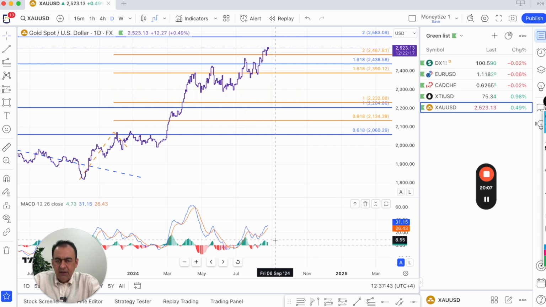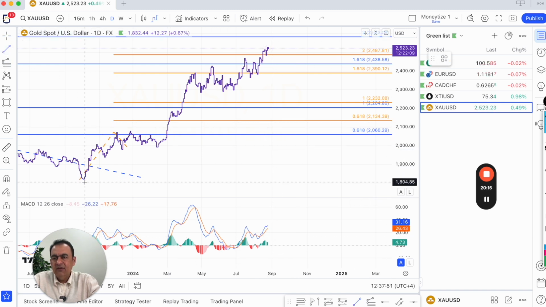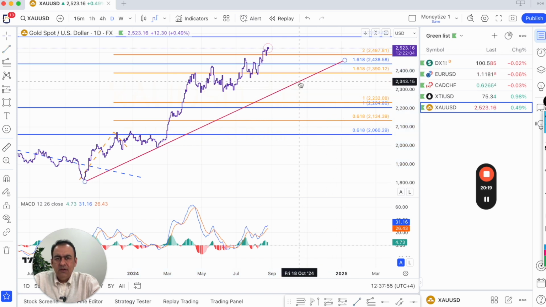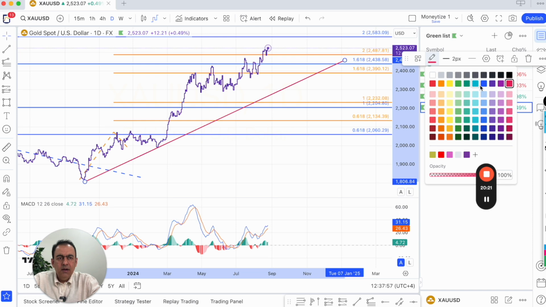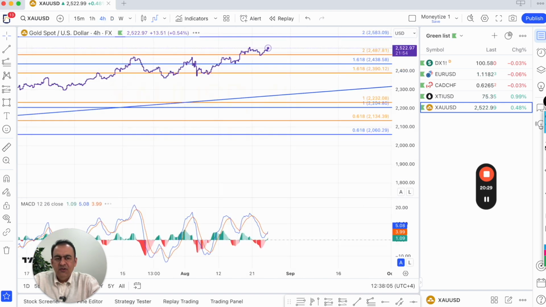On MACD the histogram is still showing bullish power. MACD lines are also showing bullish power. So buyers are enjoying the control. We can also add a rising trend line here to add comfort to our analysis in the bullish direction. So until gold remains higher than the rising trend line, everything is good for the buyers. No signs against. Moving to the 4-hourly chart.